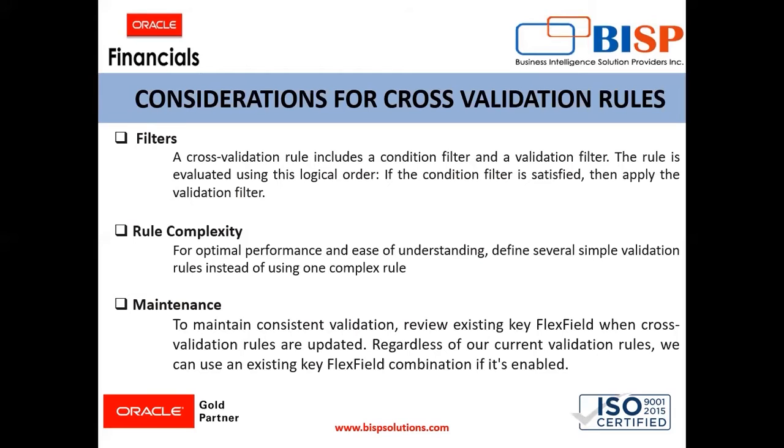To maintain consistent validation, review existing key flexfields when cross-validation rules are updated. Regardless of our current validation rule, we can use the existing key flexfield combinations if they are enabled. So what happens if there are cross-validation rules which already exist and you create a new cross-validation rule also? The existing ones will be in force if you have enabled them. So if you want to create new ones, you must keep a check of both cross-validation rules and maintain consistent validation. Now we'll go into the instance and see how we manage the cross-validation rules.